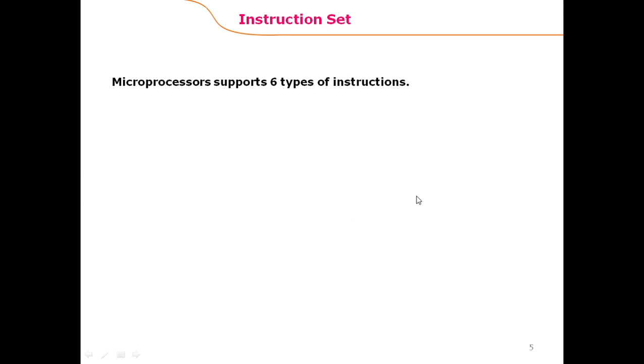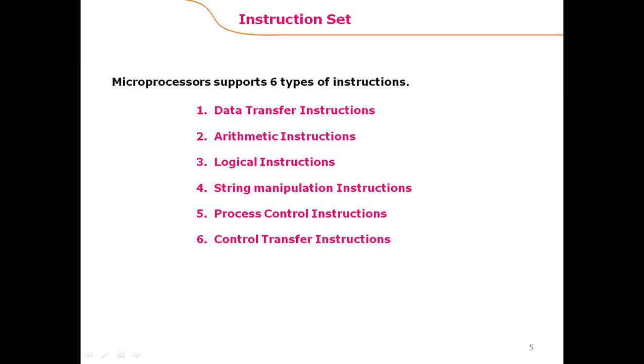Okay, so the microprocessor supports 6 types of instructions. These 6 types of instructions are given here. Data transfer instructions are responsible for transferring data from one location to the other. And there is another group of instructions called arithmetic instructions. These instructions are responsible for performing arithmetic operations on data, for example, adding two values, subtracting, multiplication, and division.